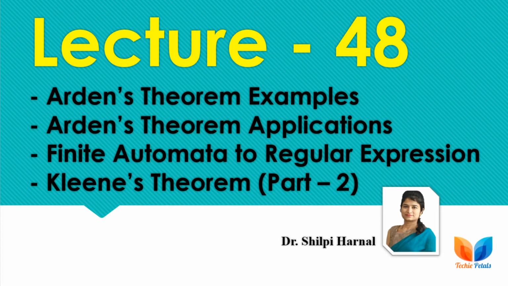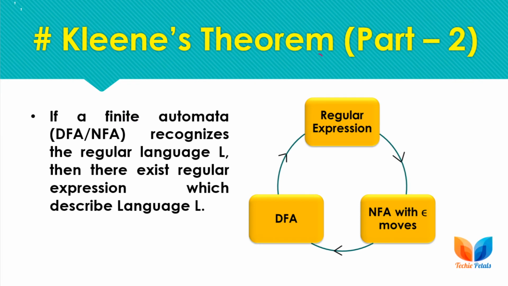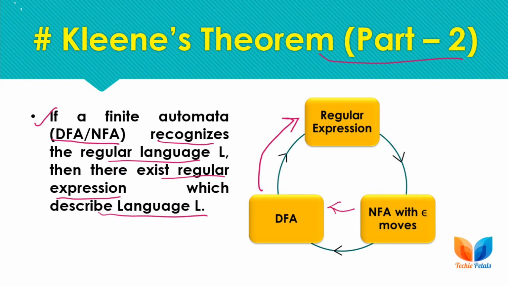So let's start with the lecture with a brief introduction of Kleene's theorem part 2 and the Arden equation. So Kleene's theorem part 2 is saying if a finite automata, that is DFA and NFA, can recognize a regular language, then there surely exists some regular expression which can describe the regular language. So part 2 of Kleene's theorem is all about how we can convert a given NFA or DFA to an equivalent regular expression. For that purpose we will be using Arden's equation.